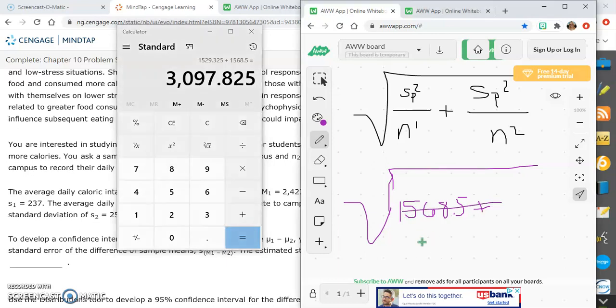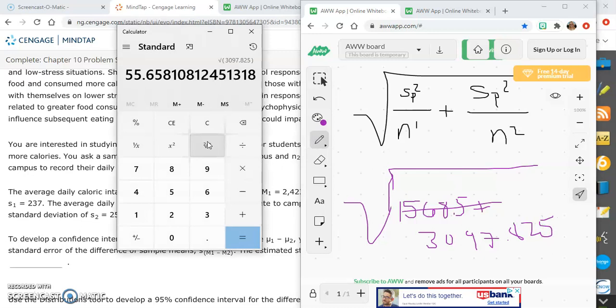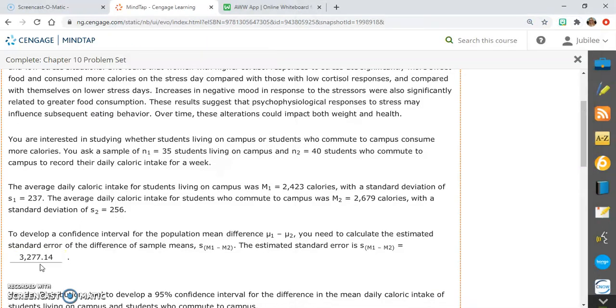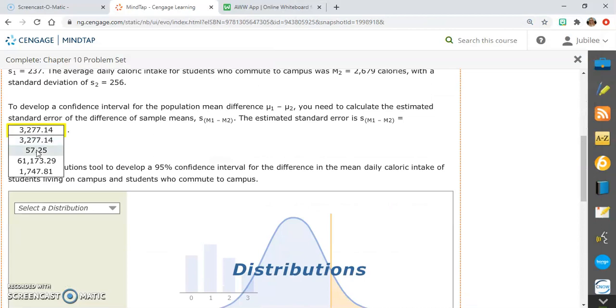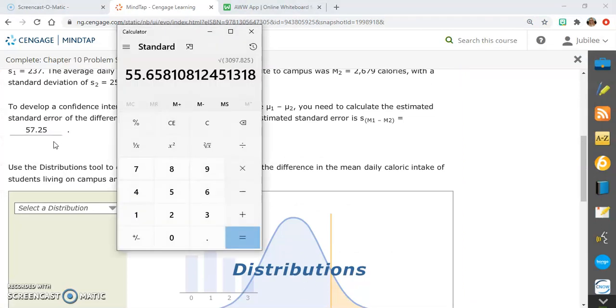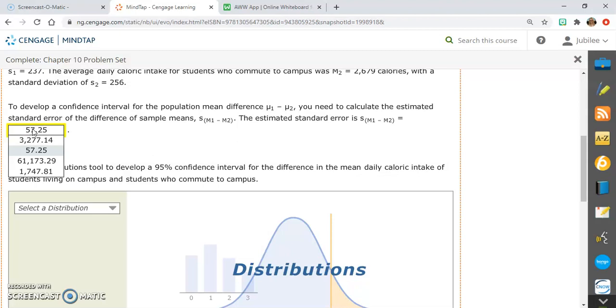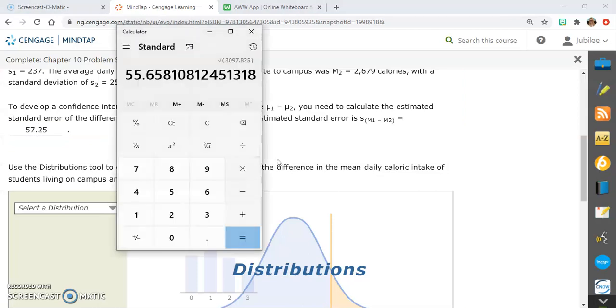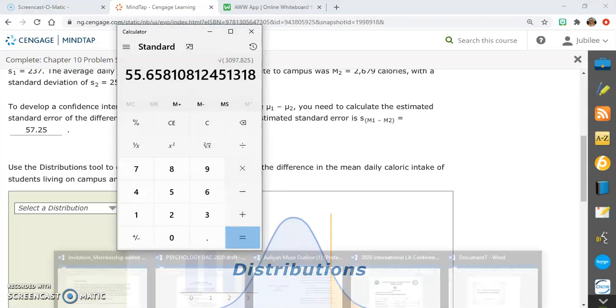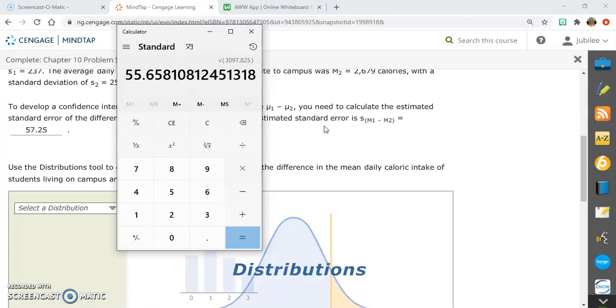And I get 3,097.825. And the final step is to get the square root. So the result is 55.66. We'll see if that's here. 55 points, well, this one's kind of close, and it could have been because I did not write a lot of the decimal places. So let me see if some of the other answers turn out right, and then I'm going to assume that it's 57.25.